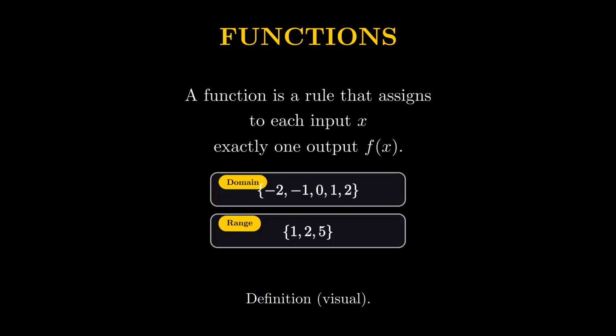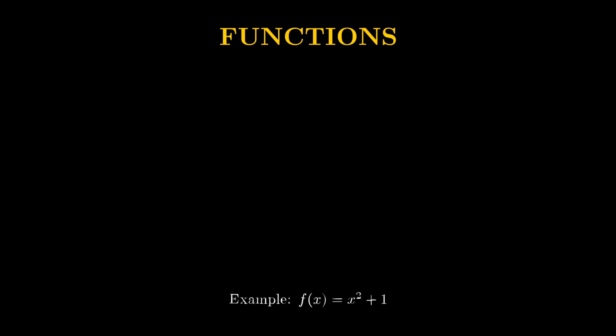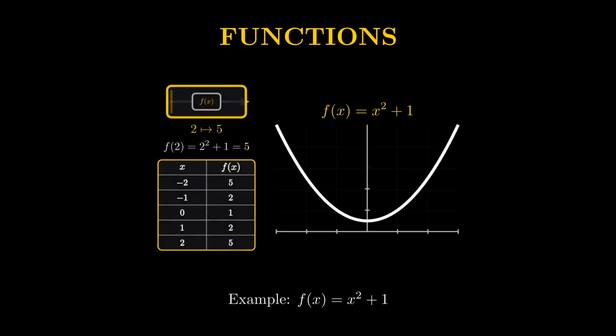A function is a rule that assigns to each input x exactly one output f of x. Take this example, x squared plus 1. If you plug in 2 to the function, it returns a 5, which we can now plot in the graph. It is useful to plot functions on the graph as it visualizes the domain and range.